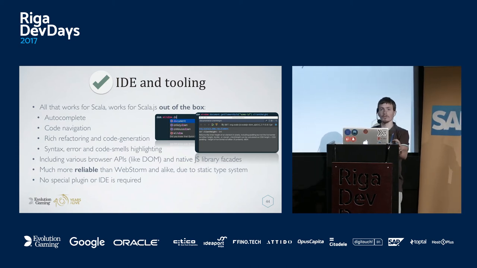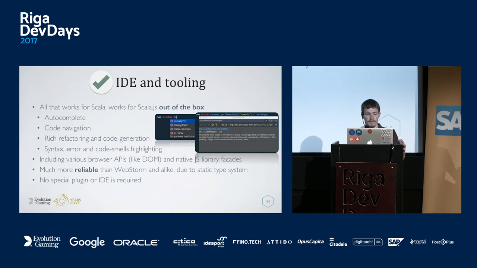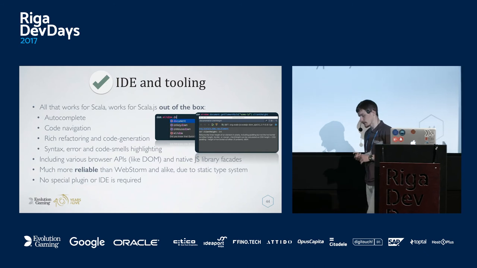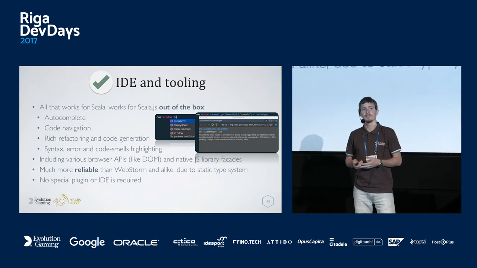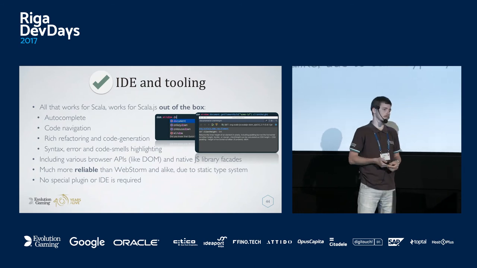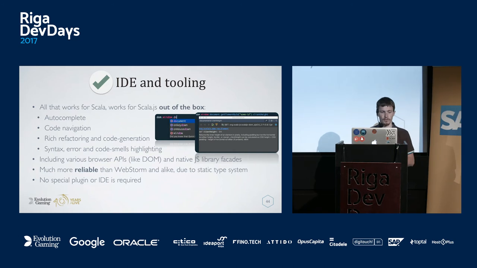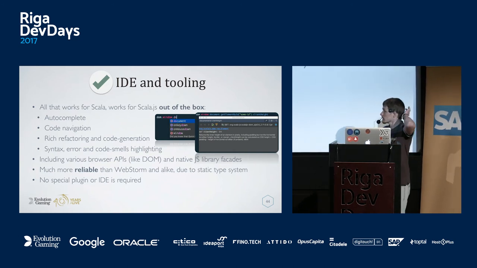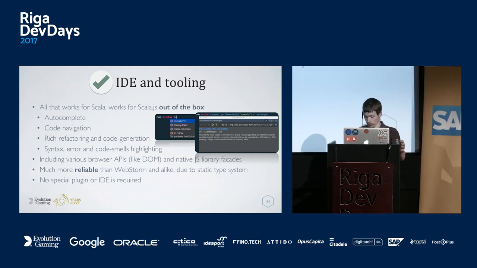So this also works for native JavaScript APIs and libraries through these facades. And all these features are much more reliable than in any JavaScript IDE. And the problem is, of course, not in the IDE, but in the language itself. So the static typing helps a lot to provide a much more reliable experience with tools. And as I said, no special plugin is required. It works with the regular Scala plugin for IntelliJ IDE.